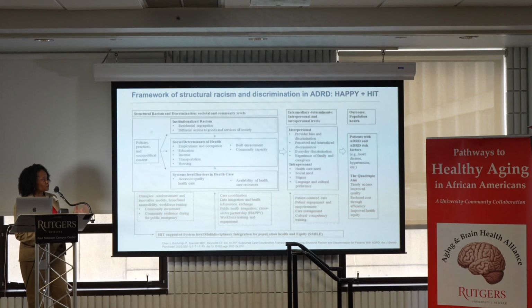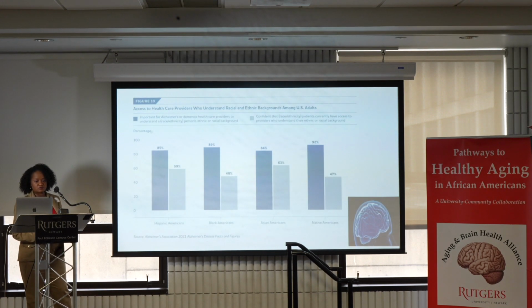And it also goes back to thinking about the system level barriers to health care, so access to quality and timely health care as well. They do provide a few examples in this paper. And then they are also thinking about the intermediary determinants, those that are interpersonal and intrapersonal as well. And so we think about all of these factors, and we go back to the Alzheimer's disease report, their facts and figures report.